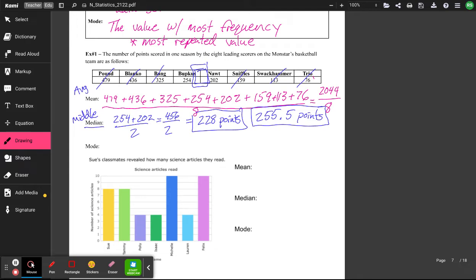All right, when we talk about the mode, that's the repeated value in the set. You'll notice the point totals for each player are all different. None of them scored the same number of points. So for the mode, we can simply write none because no values are repeated.